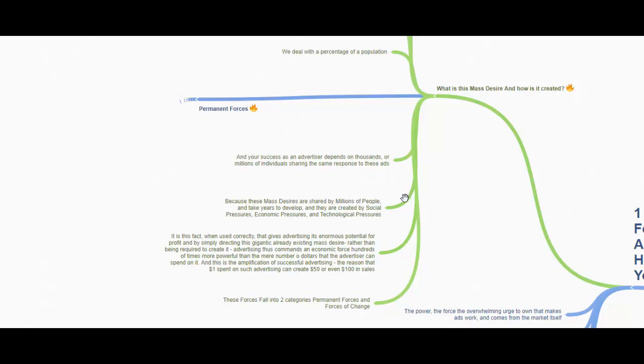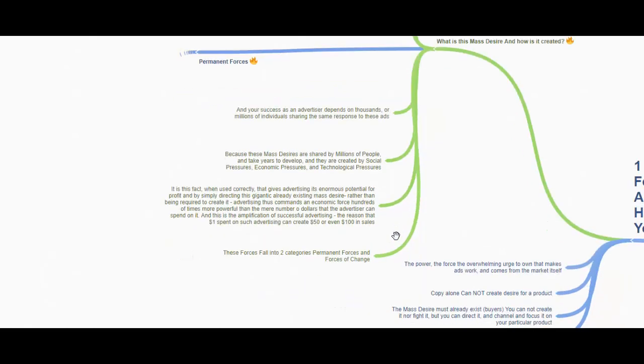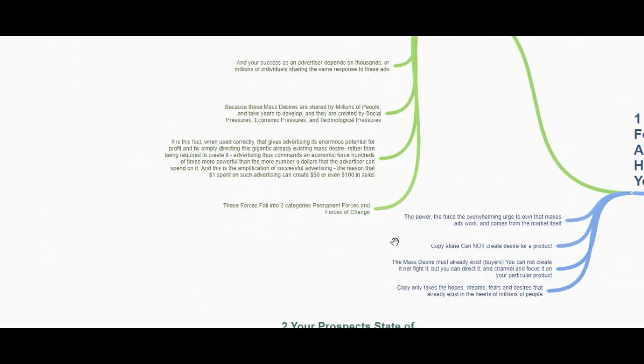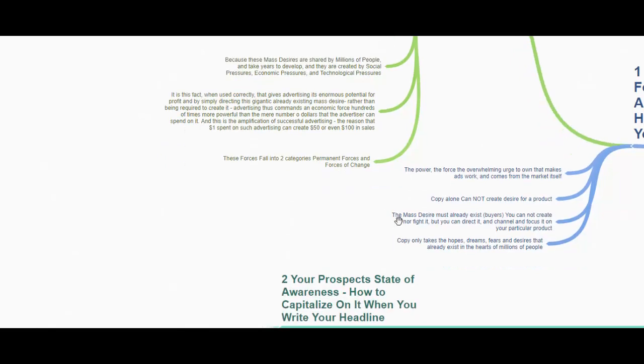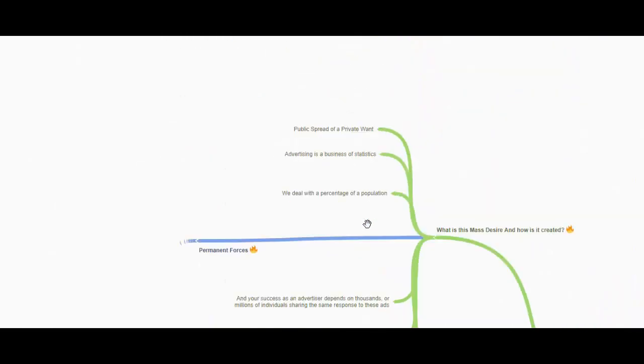It's this mass desire that, if used correctly, gives advertising enormous potential for profitability and helps you sell more of your product. When it's done properly and stacked properly through your copywriting, it will amplify the success of the advertising, creating ROIs that are double or triple or 50 or 100 times what you spend in advertising. Again, these forces fall into two categories: permanent forces and forces of change. So what are permanent forces? Well, we'll talk about that in the next video.